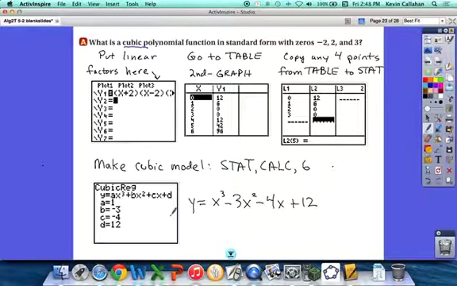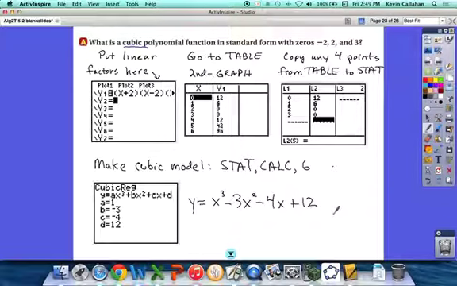Now, there's my standard form of a cubic, and if I fill in for A, B, C, and D, I get exactly what we got on the last slide. I mean, it could actually be even easier than that, but I think this is the most general procedure if you wanted to do it like this.